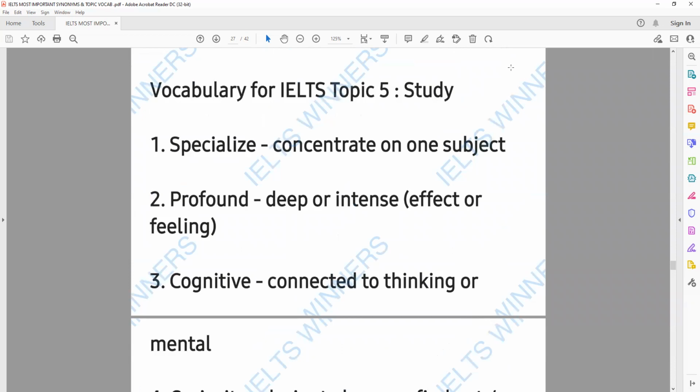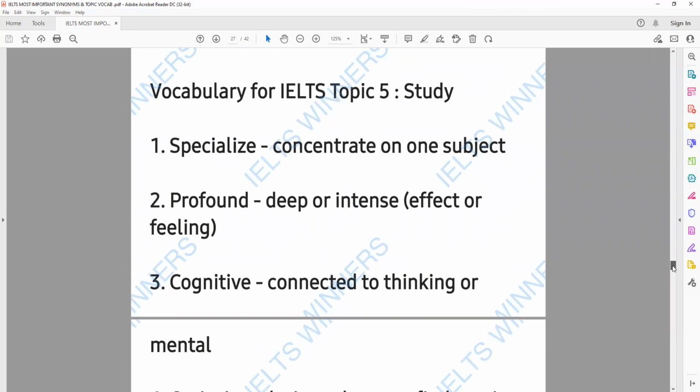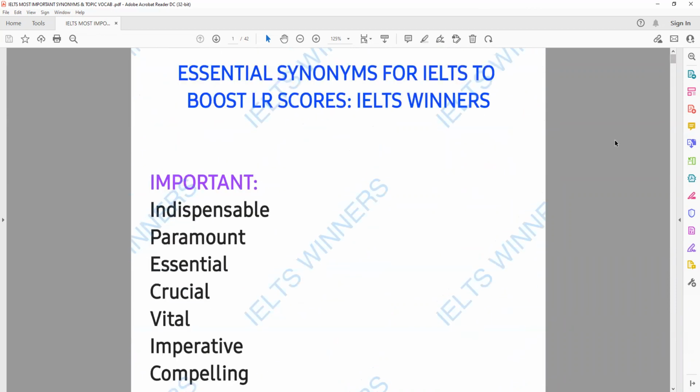I hope this has helped you to understand what kind of words you must use in your essays, and this will help you a lot to reduce your tension and anxiety of learning topic specific vocabulary.